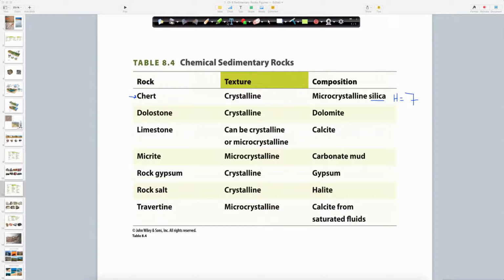Dolostone is made out of dolomite, which is calcium magnesium carbonate, so it has magnesium in it. It still fizzes in acid, but it only fizzes in acid when in powdered form. So that's the way to tell the difference between dolostone and limestone. Limestone can be microcrystalline to crystalline. It's made out of calcite, so it fizzes in acid.